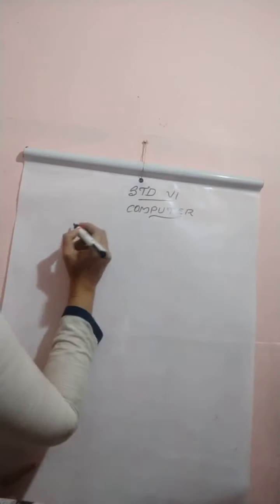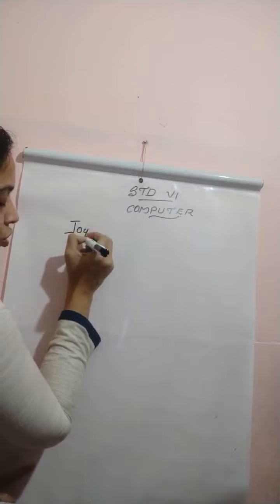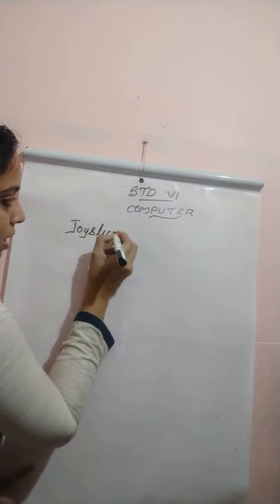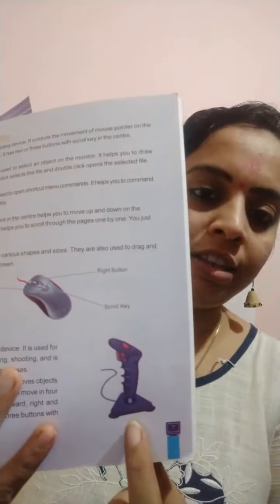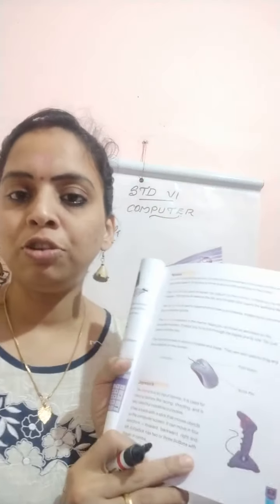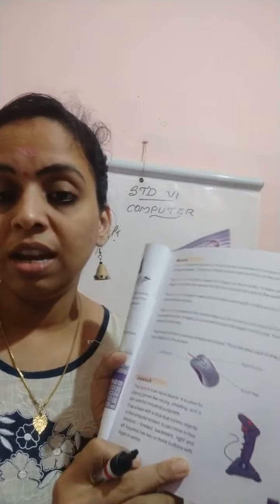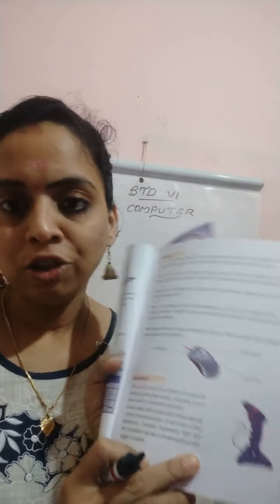Next input device is the joystick. What is the third one? Joystick. See, the joystick image is already given in your textbook. There is no joystick in my hand to show you. So look here, this is the joystick. Actually, we are not using the joystick now. In the earlier days, we used this joystick instead of the mouse. This joystick is used to play games, and also for industrial purposes we are using this joystick.